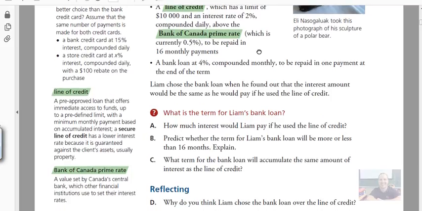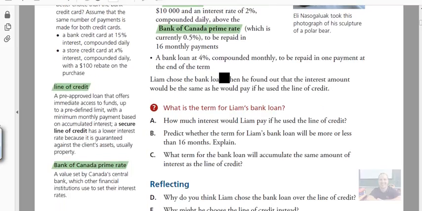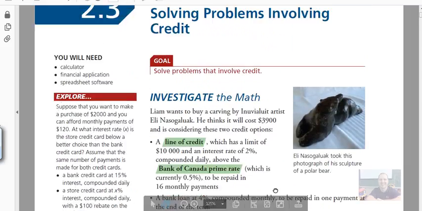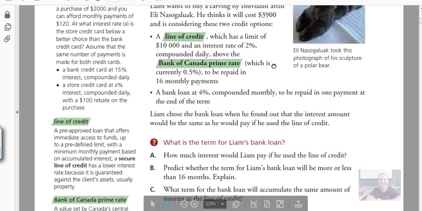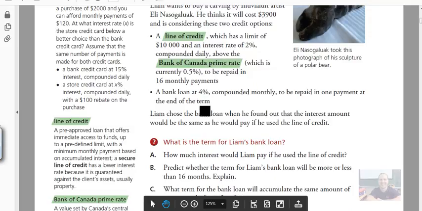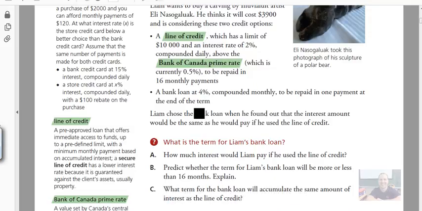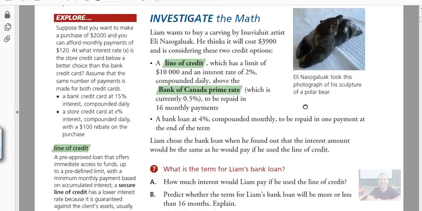So the second option here is a bank loan at 4%, compounded monthly, to be repaid in one payment. So this is again what this whole section is about. It's going through different options, which yes, we've sort of done before, but we're encompassing special offers, rebates, now a line of credit that has a different percentage, different rebates and all that sort of stuff. So in this section, we're combining this sort of stuff.